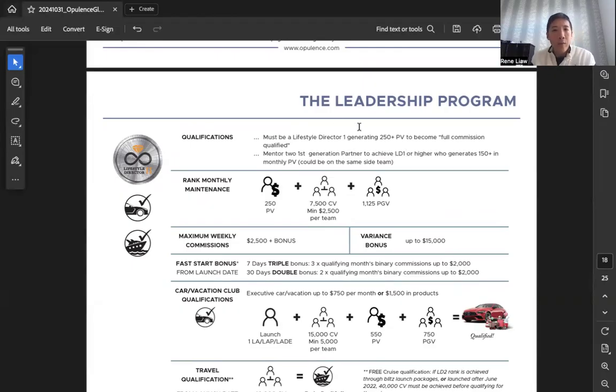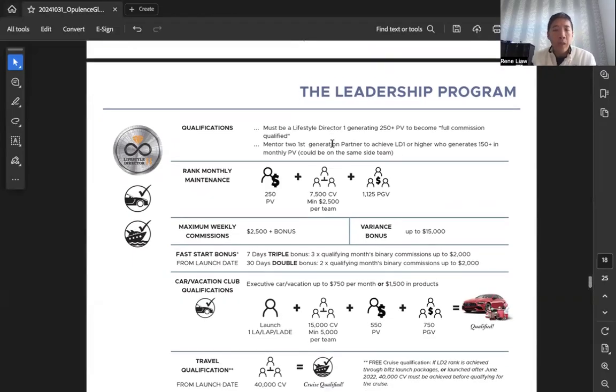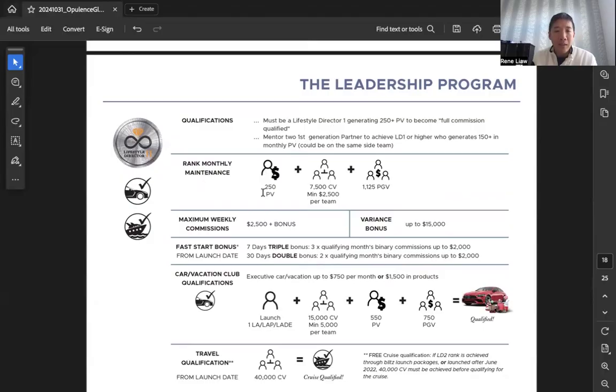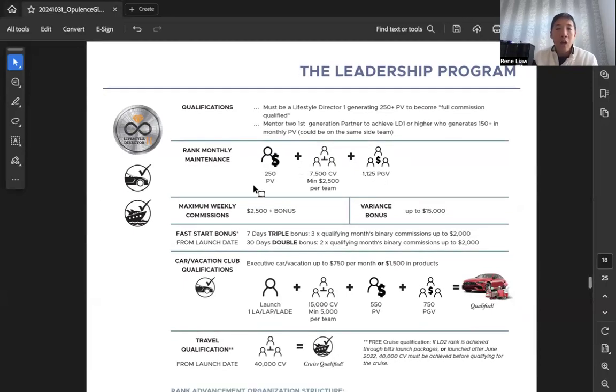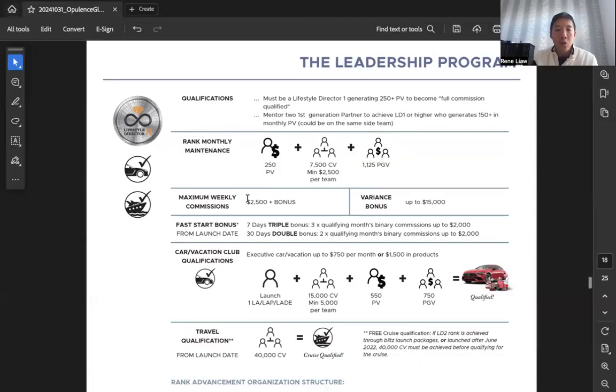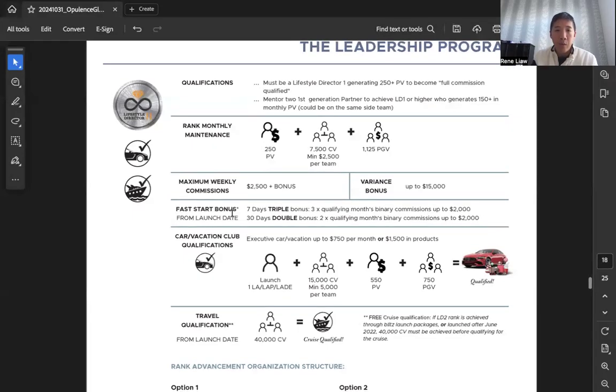Of course, you want to have your 250 as well here. Now for the rank monthly maintenance, it's 250 of PV per month, the group volume, and of course, more PGV, all right? Which is again, the people that you personally introduce, what they buy, what they sell, what they launch, and the retail clientele, okay? Now your weekly maximum commissions is $2,500 per week or $10,000 per month. Your variance bonus goes up to $15,000 per month. And of course, the same thing with the fast start bonus.